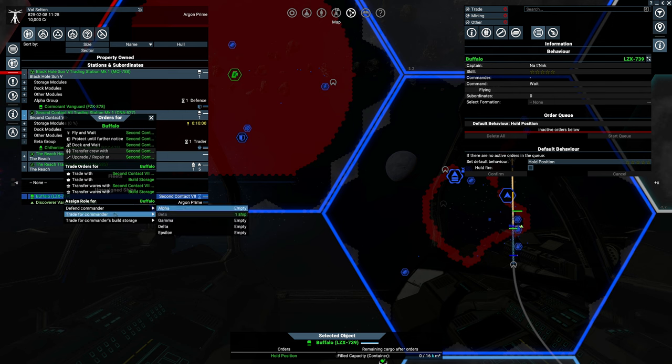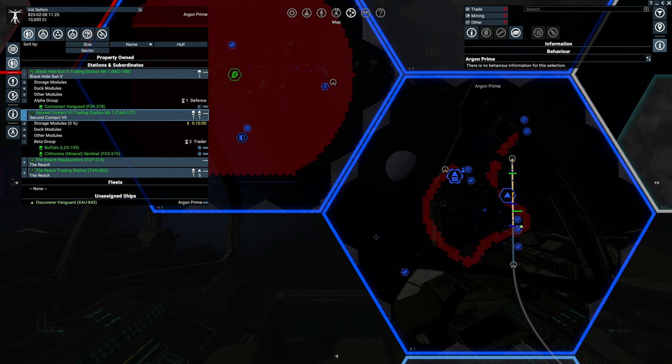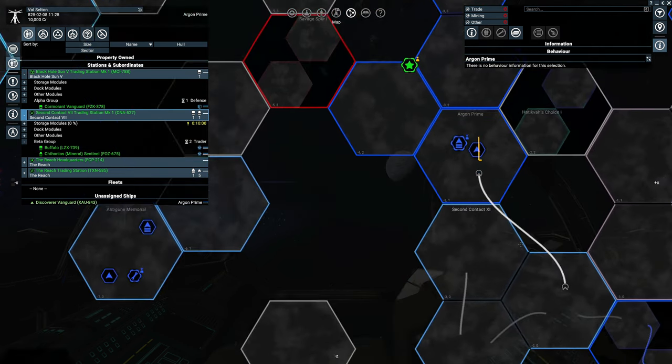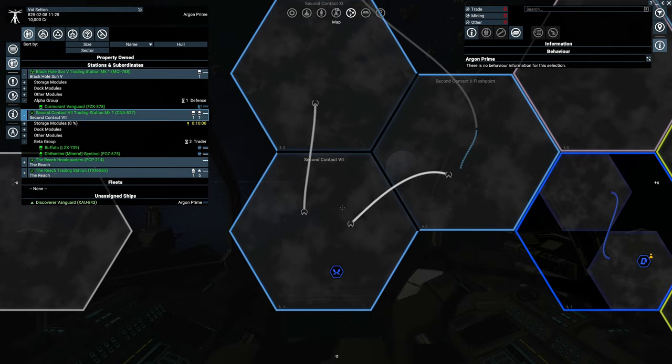Right click, trade for commander. And you'll notice now it says refined metals. So now it's going to look for refined metals to buy. Remember, it's going to buy and sell that with our own money, and it's going to start off straight away. We don't have production for that, so that's why I would have it as buy and sell.